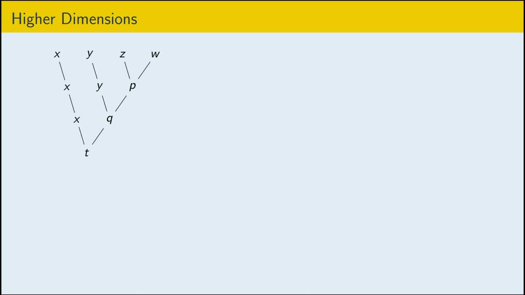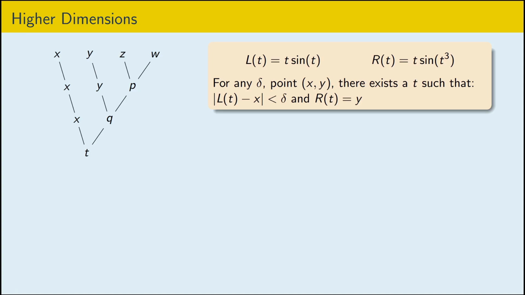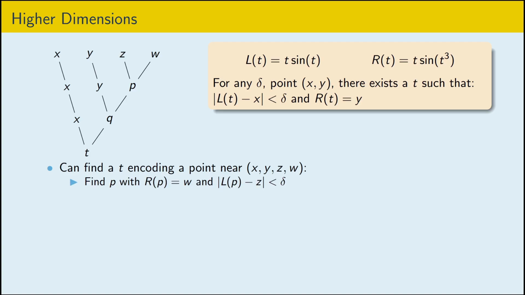Again, we don't have an appropriate bijection from pairs of numbers to single numbers, but we're close. Using our Richardson unpairing-like functions, we can encode our quadruple x, y, z, w by first looking for some p such that r of p equals w and L of p is within delta of z.